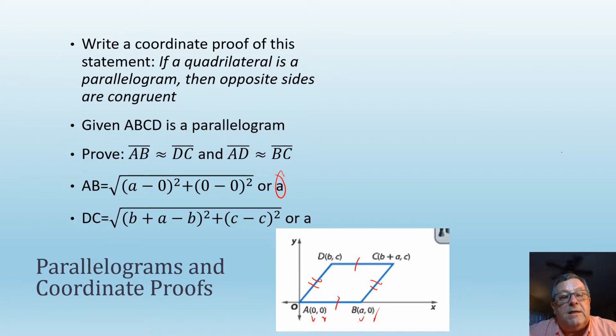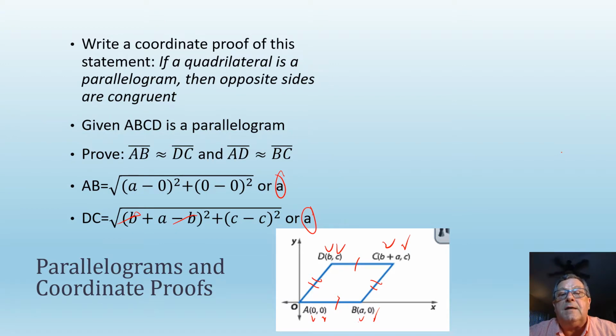How about DC? DC then is going to be B plus A minus B squared. And then we got C minus C squared, which of course is just going to be 0. And the B and the negative B are going to cancel. It's just going to leave us with the square root of A squared, which is A. So AB and DC are congruent. All right, how about AD and BC?